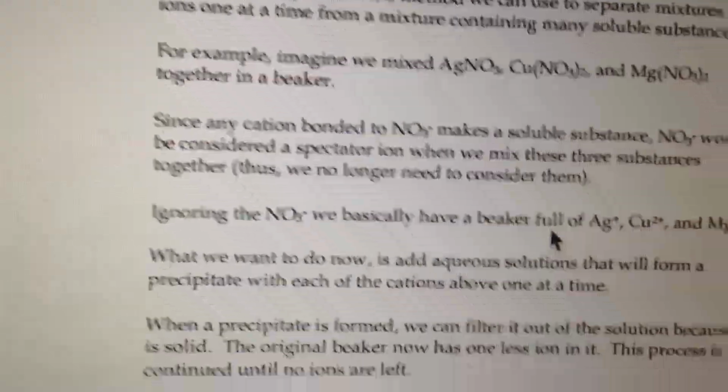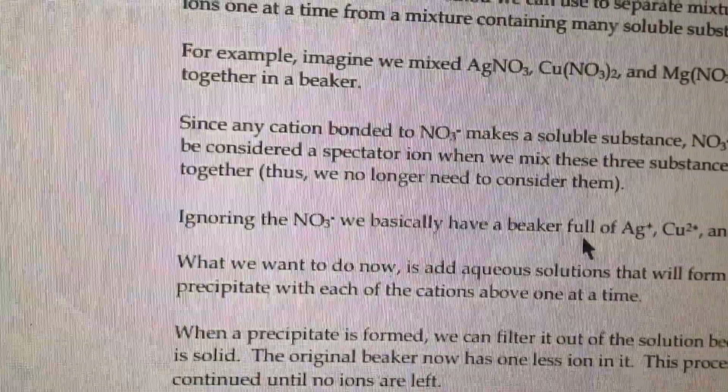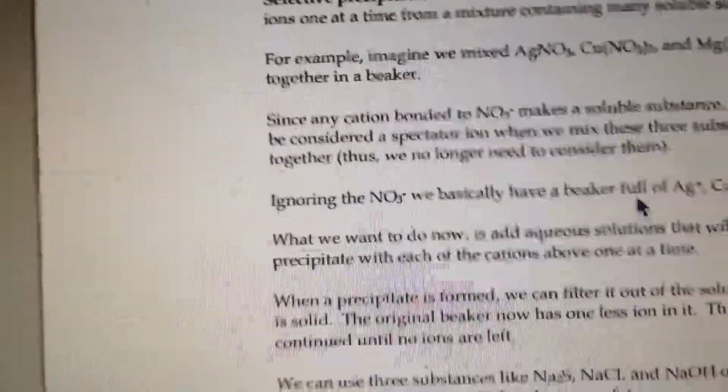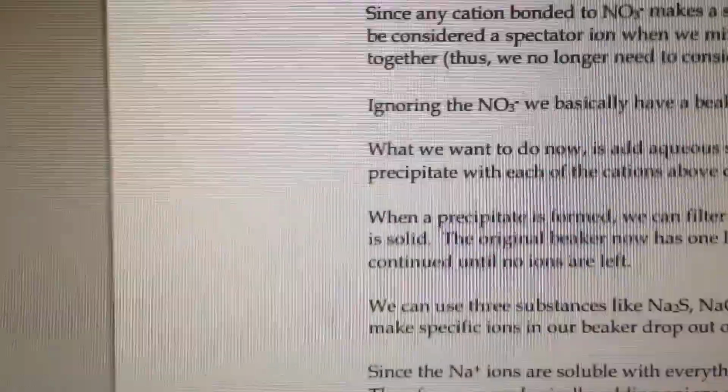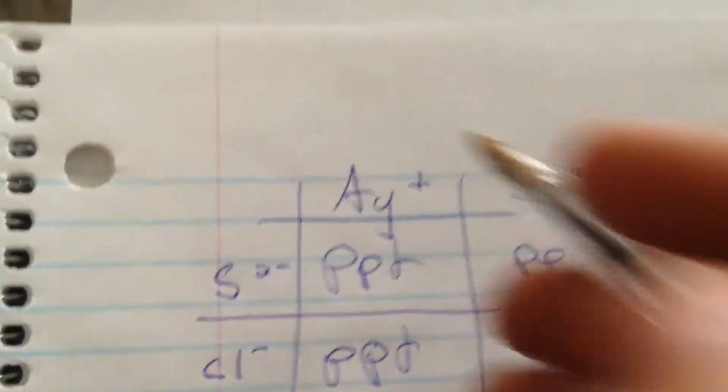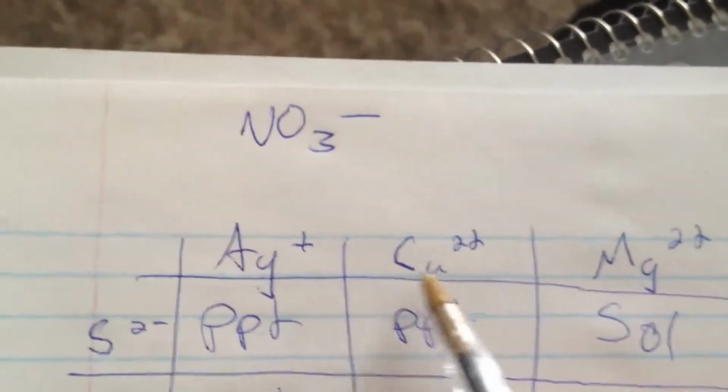Now what's nice about this is nitrate is soluble with any substance. It doesn't really make a precipitate, so it's going to be just a spectator ion. So all you're going to have in your beaker really is the nitrate, but remember, it's a spectator. It's not going to form a precipitate, so it's just sitting there. What you're going to have is silver, copper 2, and magnesium ions floating around in this one beaker.